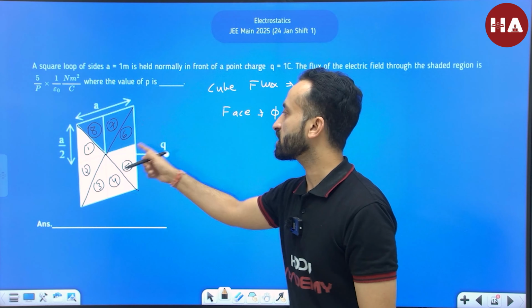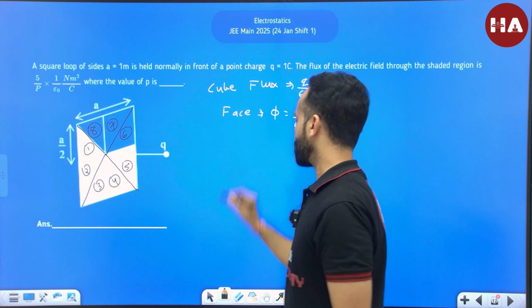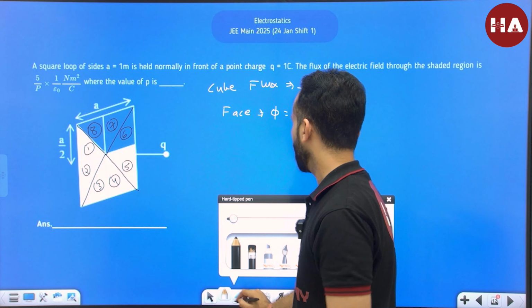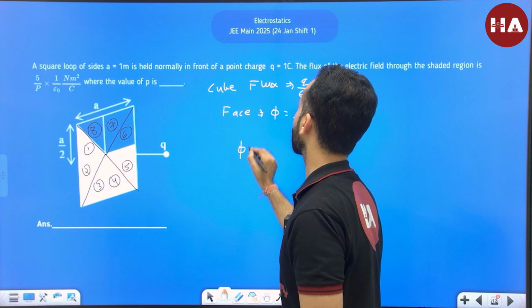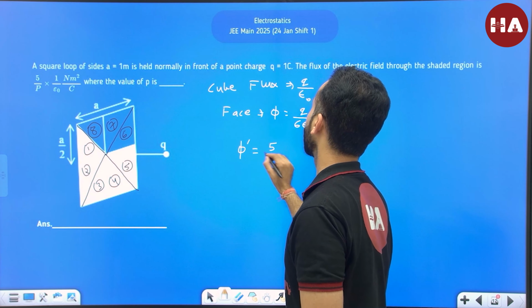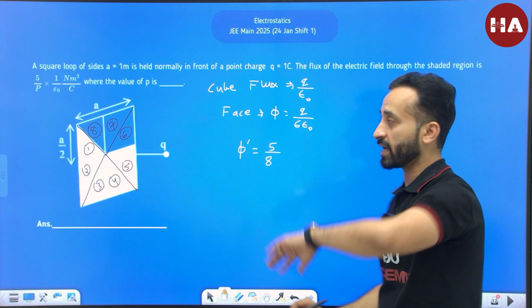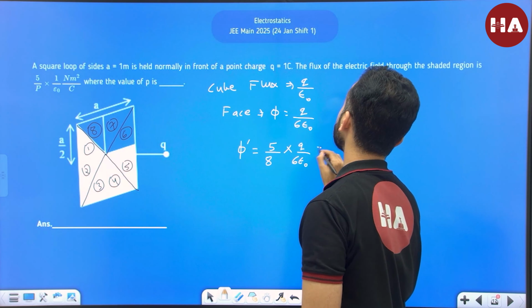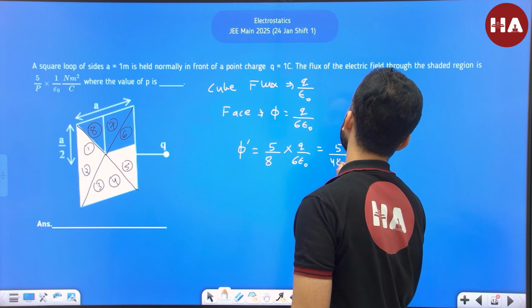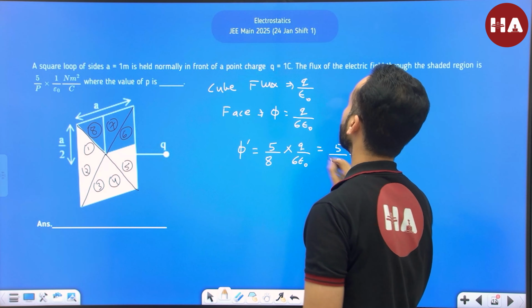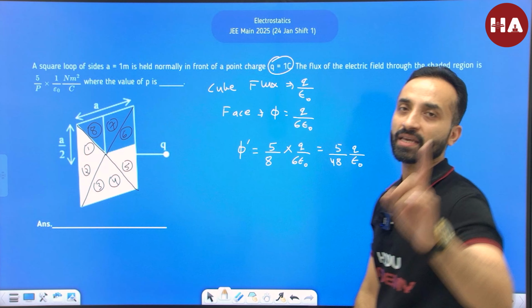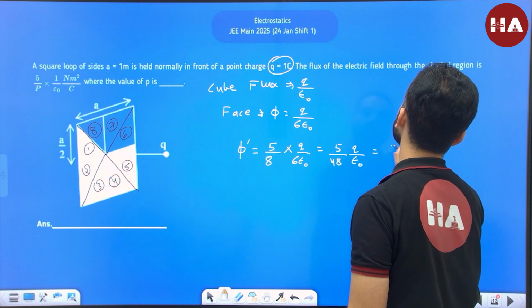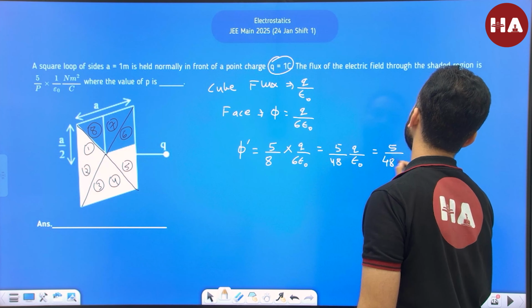So out of these 8, 5 are shaded. So the flux that we are talking about here is going to be how much, my dear students? So phi dash, let's call it phi dash, is 5 parts out of 8 of what? Q by 6 epsilon naught. So this gives me 5 by 48 Q by epsilon naught. Now the value of Q is given to be 1 coulomb, my dear students. So this becomes 5 by 48 epsilon naught.